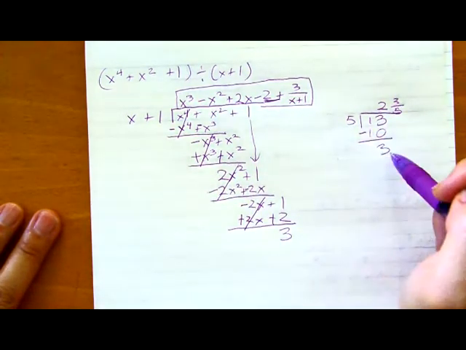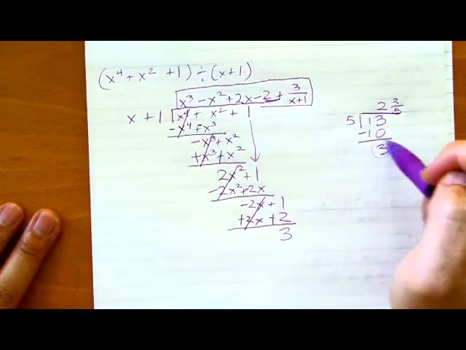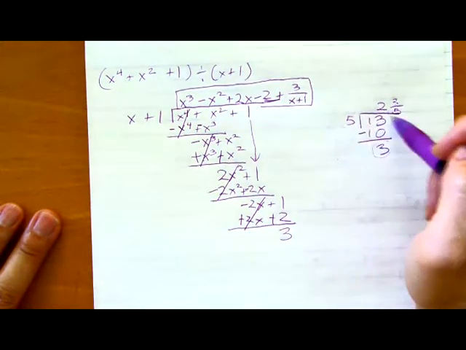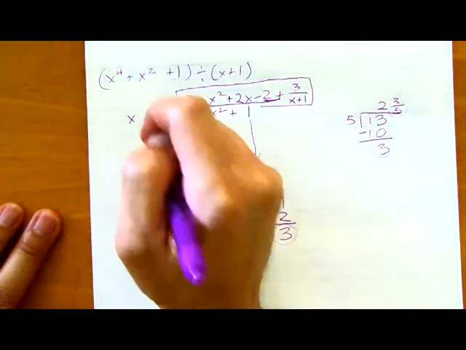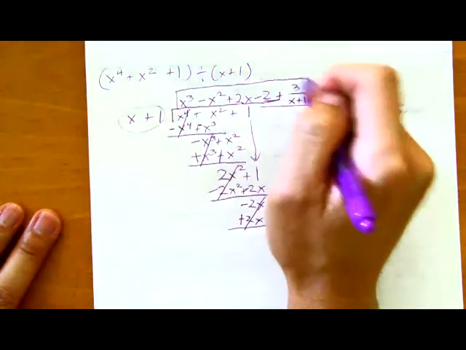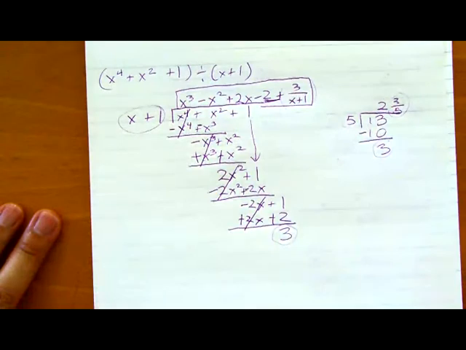So the idea is the same. This is your remainder. That's what you're dividing by. That makes up the fraction. So same here. This is your remainder. This is what you're dividing by. That's the fraction. Let's try another.